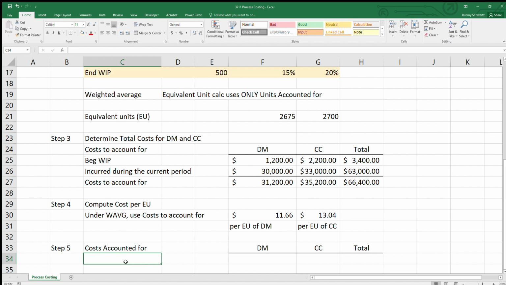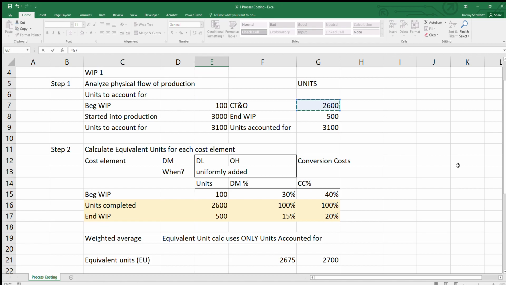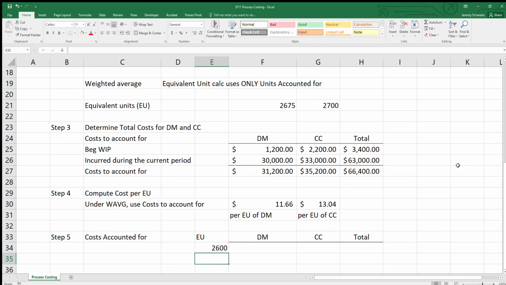So now what we need to do is go back to the equivalent units. And so now I'll create a column here for equivalent units so that we can go through this allocation mechanism. So remember, we have 2675 for the direct materials and 2700 for conversion costs. But we have units that were completed and transferred out. That's 2600. So that means those are the costs for completed and transferred out.